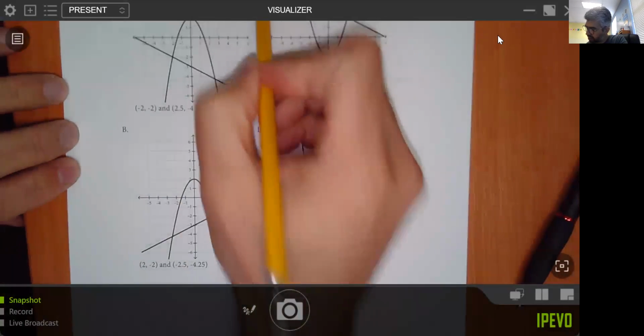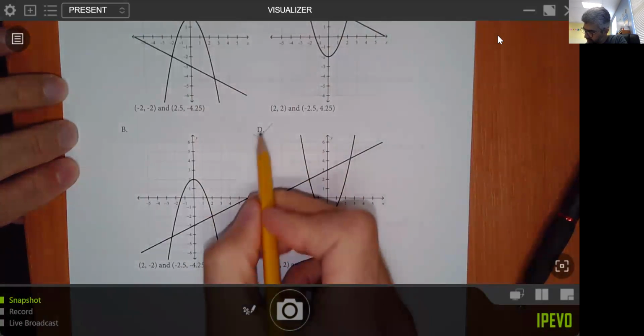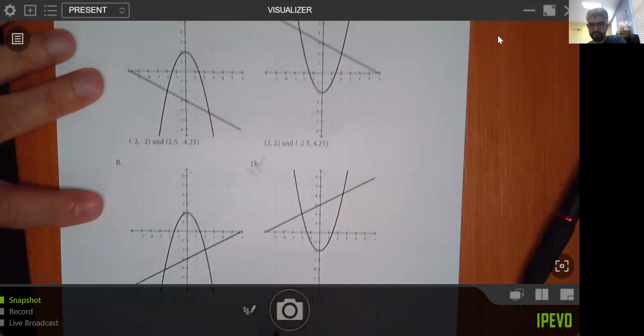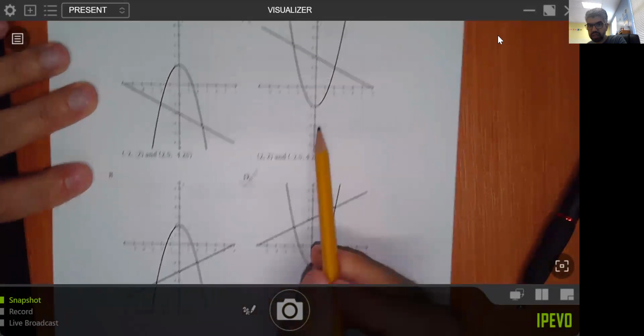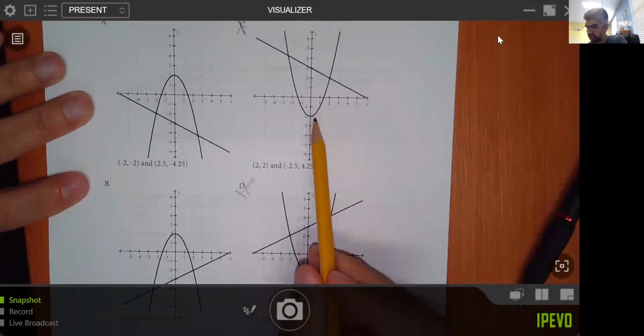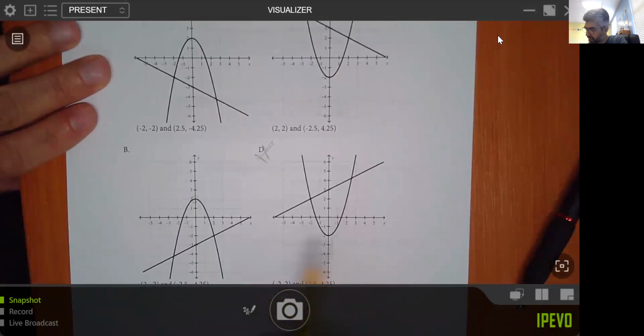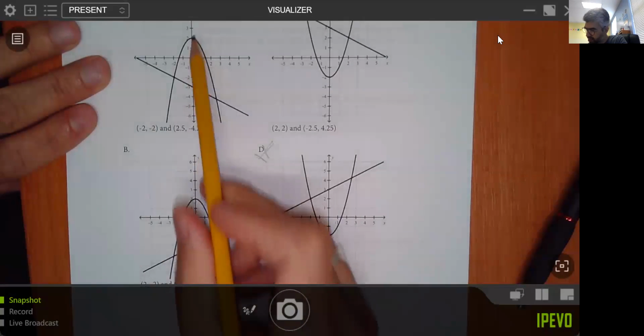So which one is it? It's not C, it's not D. So both of them are okay so far, A and B. It's not C and D because here it's positive x squared. But we are looking for negative x squared plus 2.